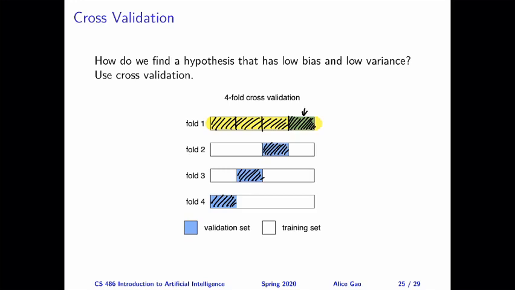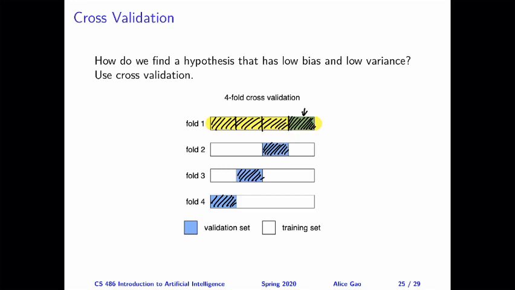Once we've done this 4 times, we will get 4 different values, right? For each fold, we will get one value, which is our test accuracy or test error, right? Because we learn a hypothesis on the 3 partitions, and then we test on the validation set and get 1 error. So we'll get 4 different errors, and we will take the average of these errors.